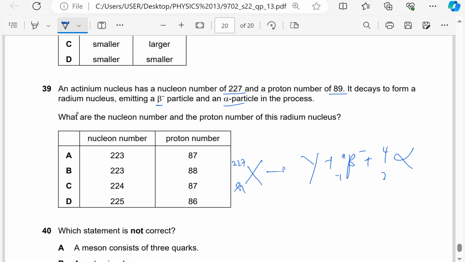So here we should balance the nucleon number. This will be 227 minus 4, which is 223. Then proton number, this is 89 on the left-hand side. So we have 89 minus negative 1 plus 2, which becomes 88. So proton number should be 88. Only one answer has proton number as 88. This is 223. So the answer is going to be B.